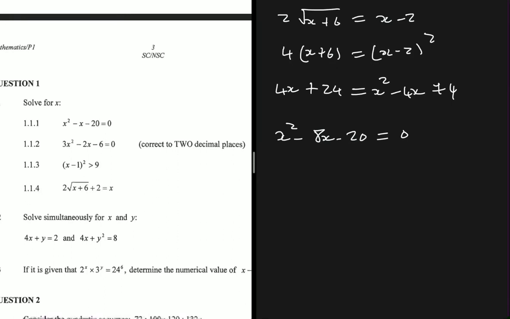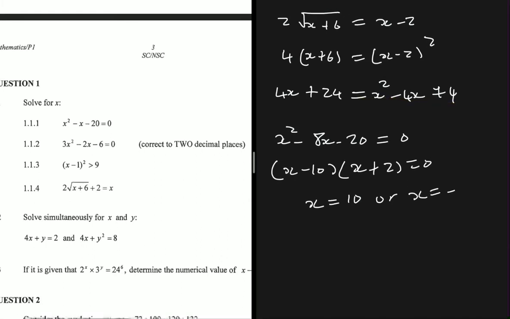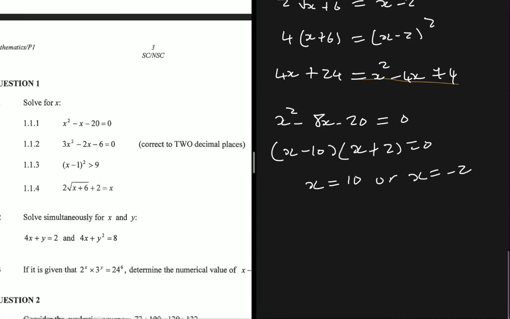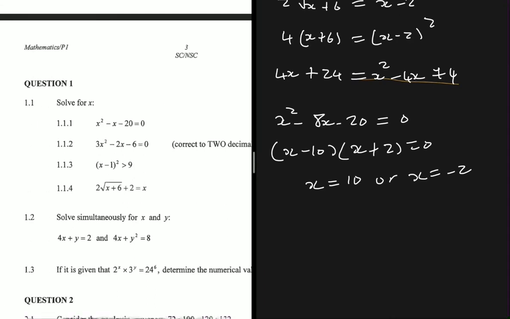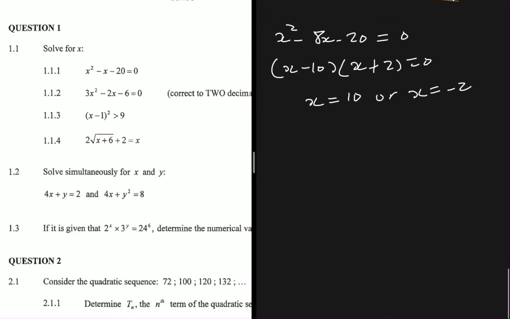Which two numbers can you multiply and they give you minus 20, but when you add them, they give you minus 8, that is minus 10 and positive 2, right? So that means you'll get x minus 10 multiplied by x plus 2 equals 0. So x equals 10 or x equals minus 2. This question is very straightforward, guys. I don't expect you to get anything wrong.